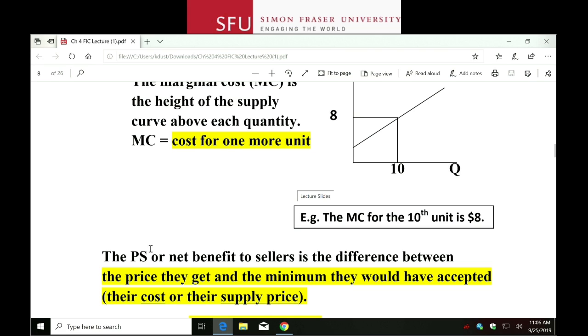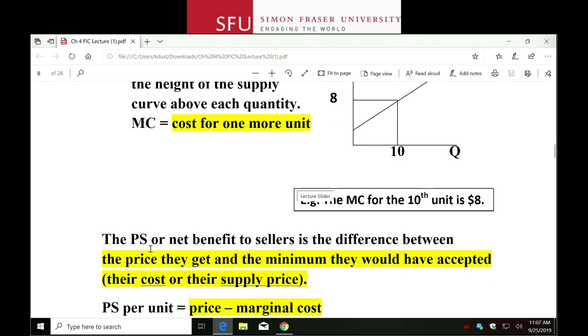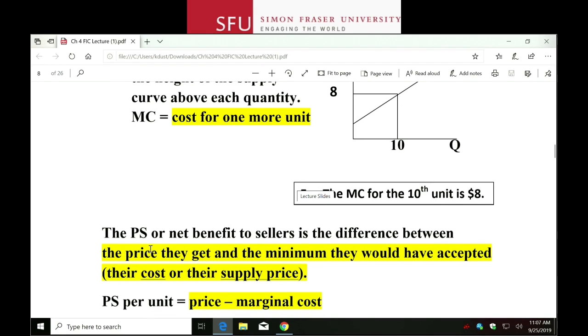Okay, so the producer surplus or net benefit, the difference between the price they get paid and the minimum they would have accepted. And that minimum they would have accepted is the supply price that's given by the supply curve. So for the 10th unit, they need to get paid a bare minimum of $8. Hopefully more than that though. And so if they got paid more, like if they got paid $11 for the unit and their cost was 8, then they would have a producer surplus or a profit of 3, the difference. Okay, so producer surplus is the price minus the marginal cost.